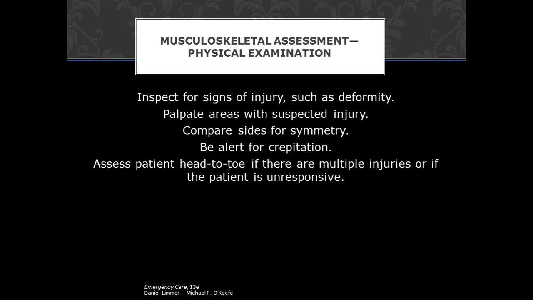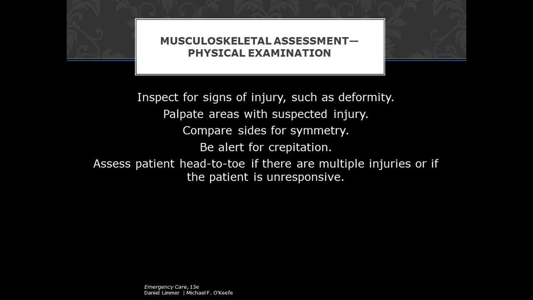Okay, or if your patient's unresponsive and you don't know why, head to toe. You've got to find out the reason. Start at the top of their head because that's the most important, and you're going to go all the way to the bottom of their feet, check down the head, the chest, the torso, the back. I go down both legs, then I come back up and do the arms.